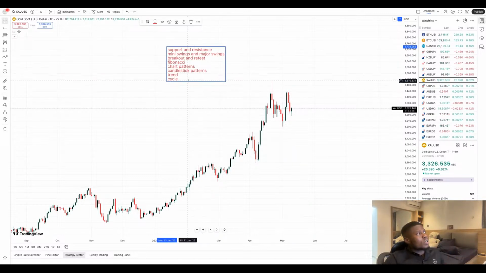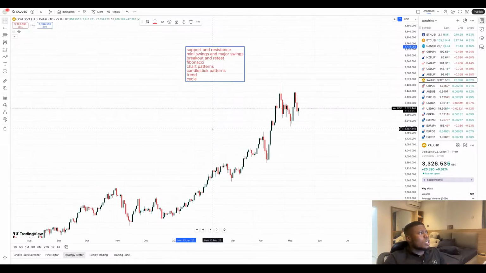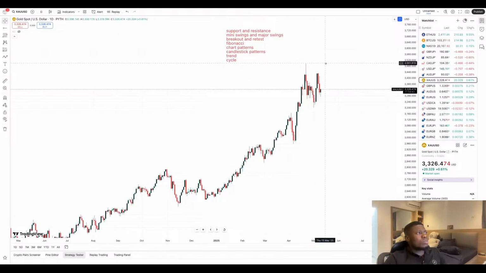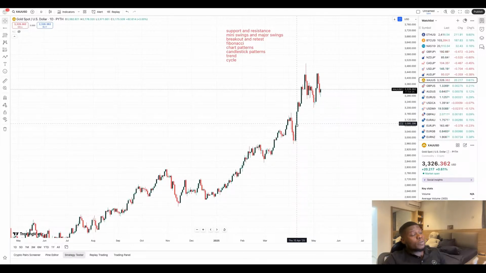Now on the 1 day time frame, I need to determine my trend. Is it an uptrend or downtrend? So I'll know if I'm longing or shorting. For me to know my trend on the 1 day, I need to know my cycle. So I need to find out the last cycle and whether this market is in an uptrend or downtrend.